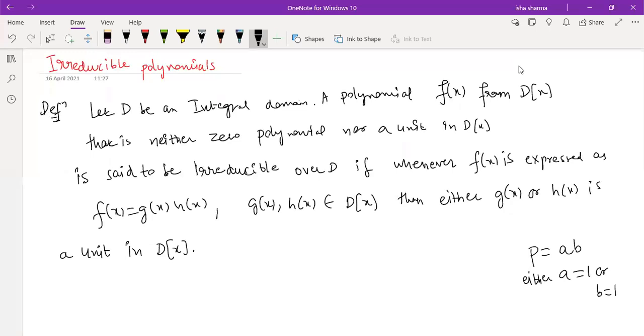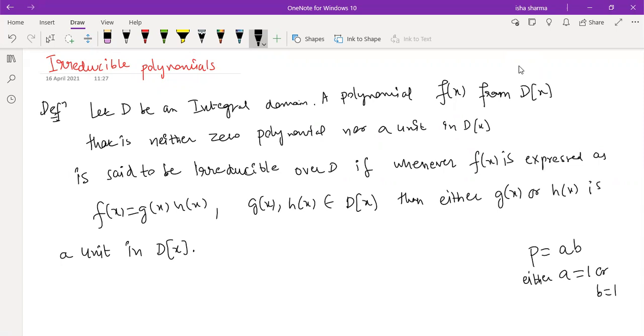So same is with the polynomial. Irreducible means it's not factorizable. We cannot write it with both factors being non-units, right? One of them has to be a unit. So if this is the case with any polynomial, that polynomial is said to be irreducible over D. I'll give you examples and then it will be more clear.